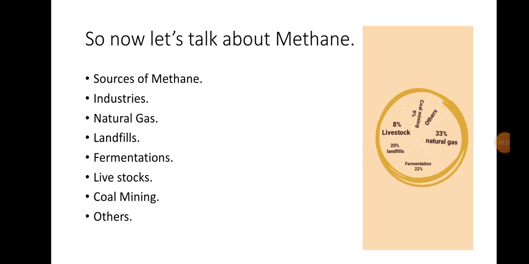When we look at methane, there are different sources. Let's see what the major ones are. Among the industries contributing towards methane, the major contributor is natural gas, which means the petroleum or oil industry. We talk about that being about 33%. So these are the major contributors.